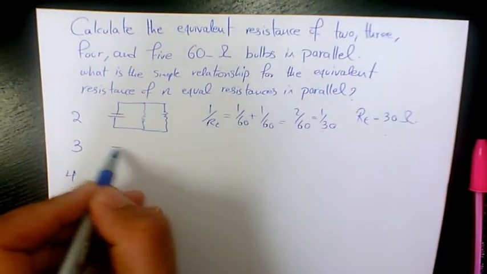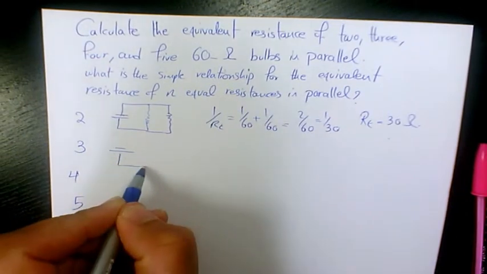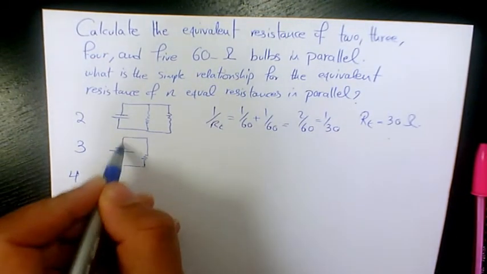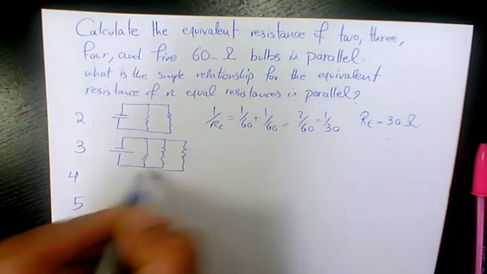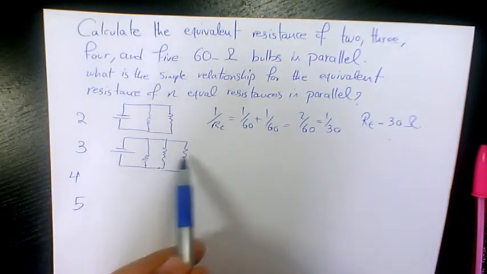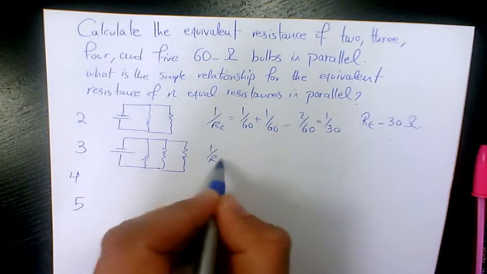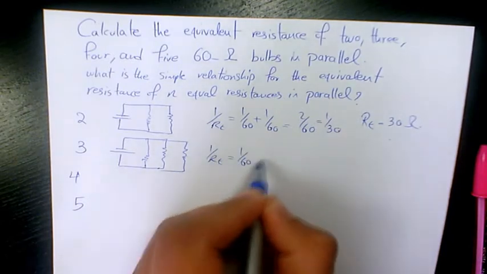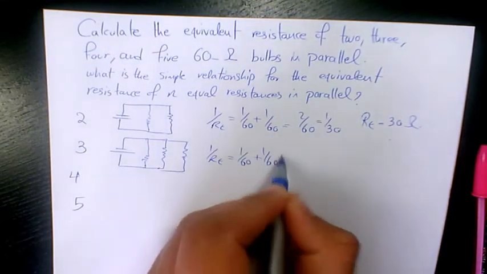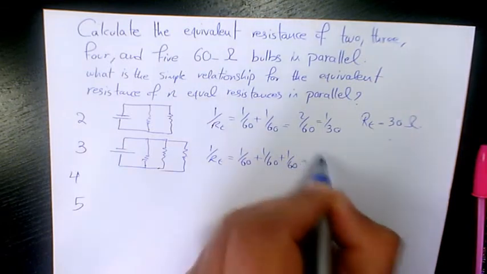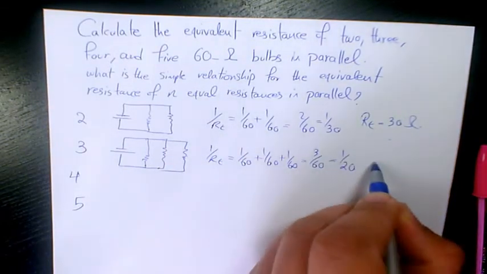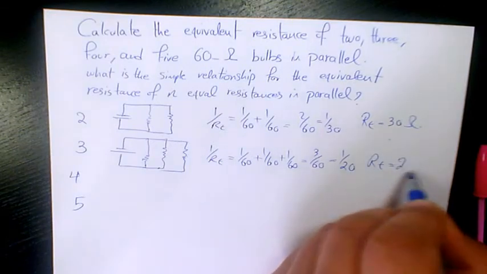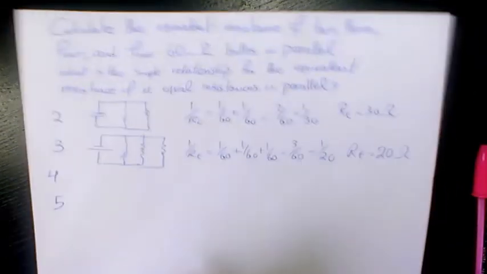Now in the second case, when we have 3 resistances, 60, 60, 60, so 1 over RT is going to be 1 over 60 plus 1 over 60 plus 1 over 60. That's going to be 3 over 60. When you reduce it, it's going to be 1 over 20. So RT is going to be 20 ohms.